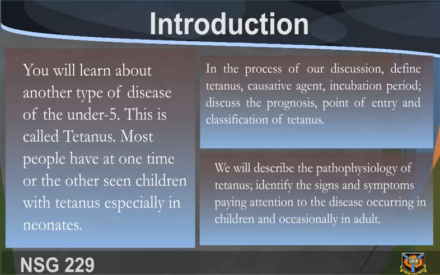In the process of our discussion, we will define tetanus, causative agent, incubation period, discuss the prognosis, points of entry and classification of tetanus. We will describe the pathophysiology of tetanus, identify the signs and symptoms, paying attention to the disease occurring in children and occasionally in adults.